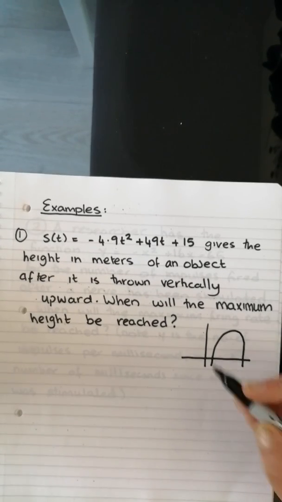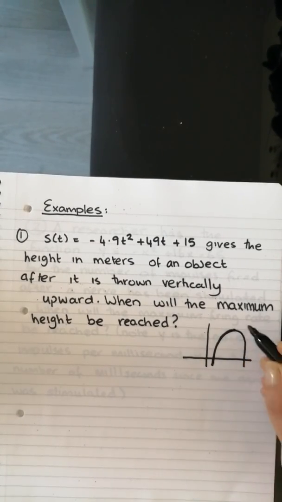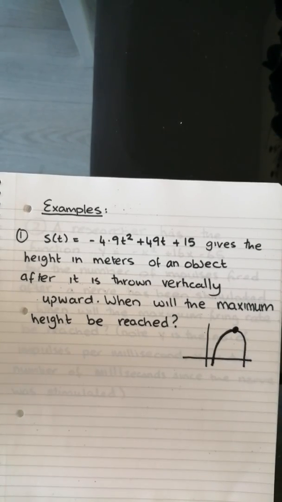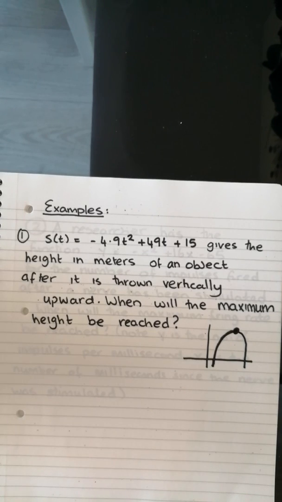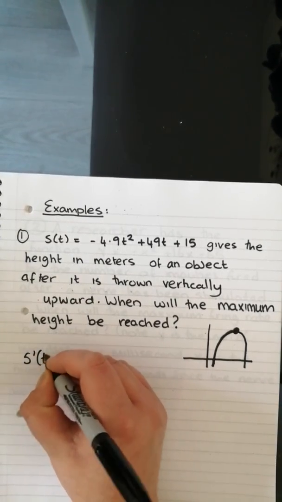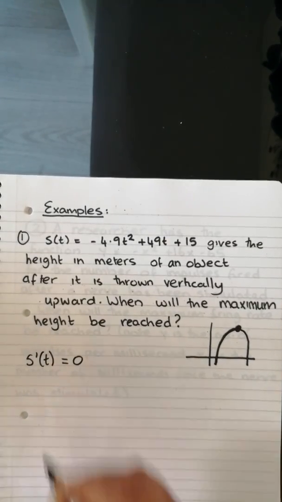Think about what we're doing. We're throwing the object, and the object is going up and up and up, and the maximum height is reached there. In other words, it's stationary: when you throw it upwards, it'll stay at the highest point for a split second and then come back down. So again, we're going to find s prime of t, set it equal to 0 and solve.